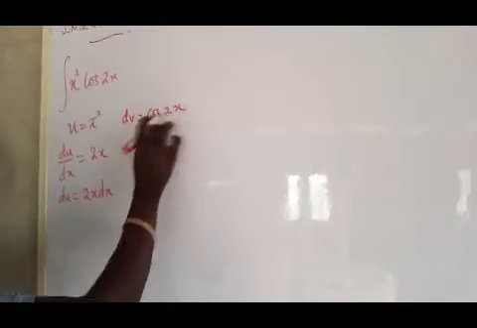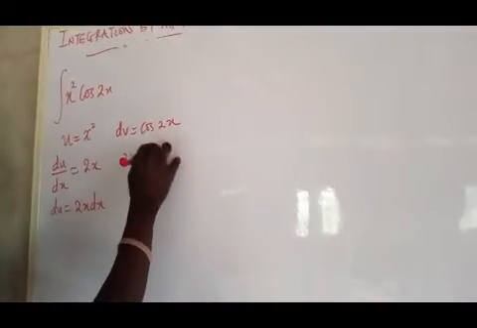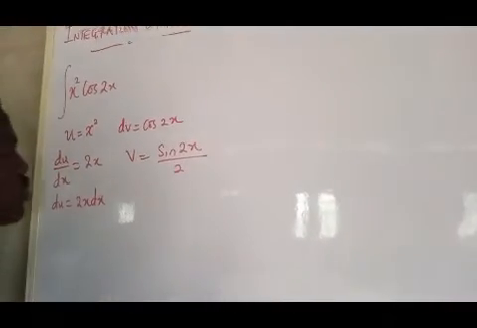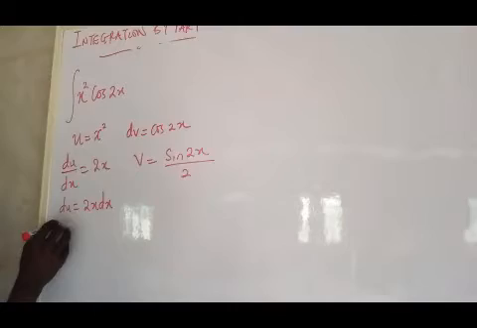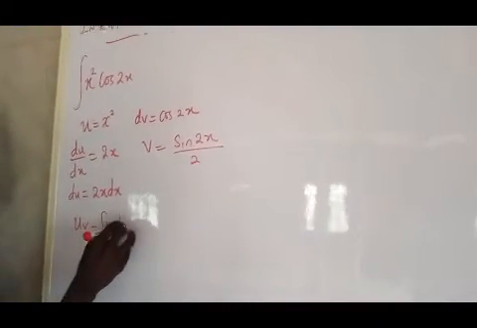Now my dv is cos 2x. What will be my v? Integrate cos 2x. If you integrate cos 2x, what will you get? You will get sine 2x over 2. Alright. So now let's apply my formula, which is what? uv minus integral v du.